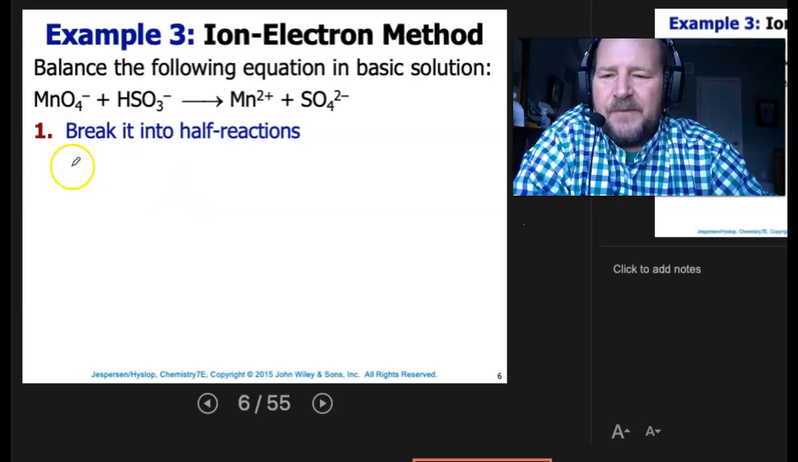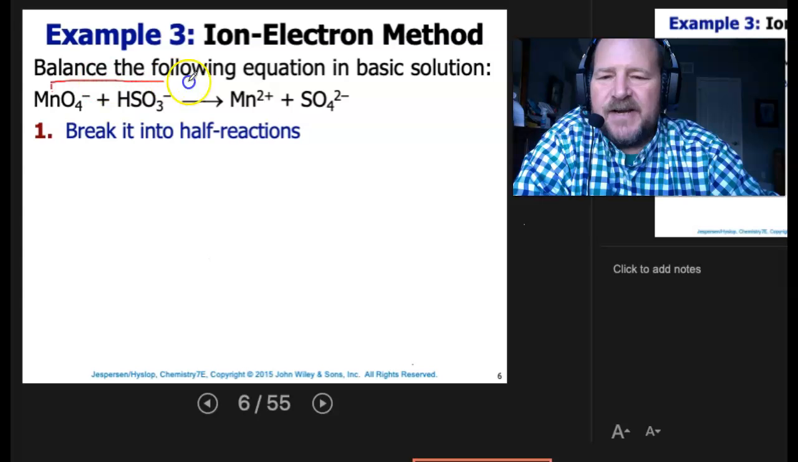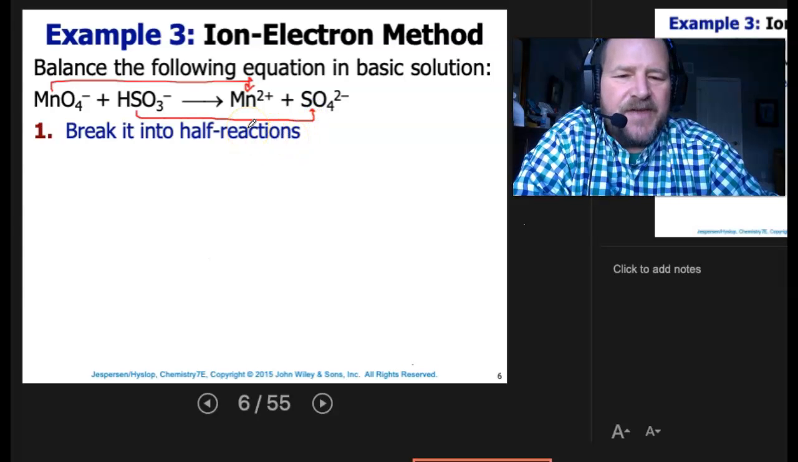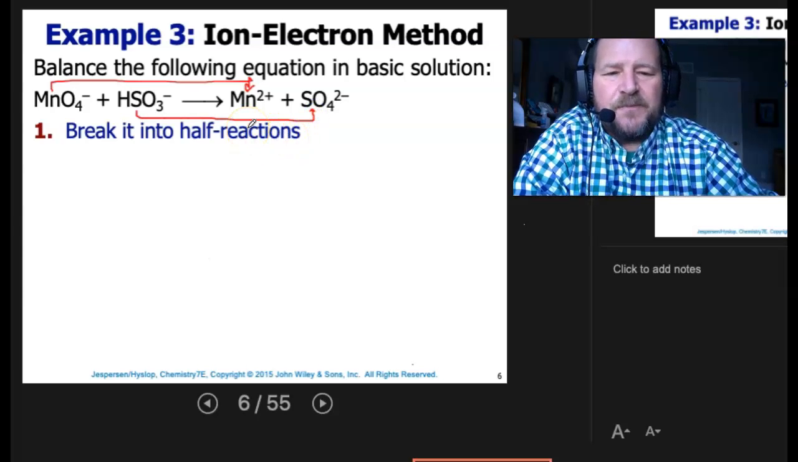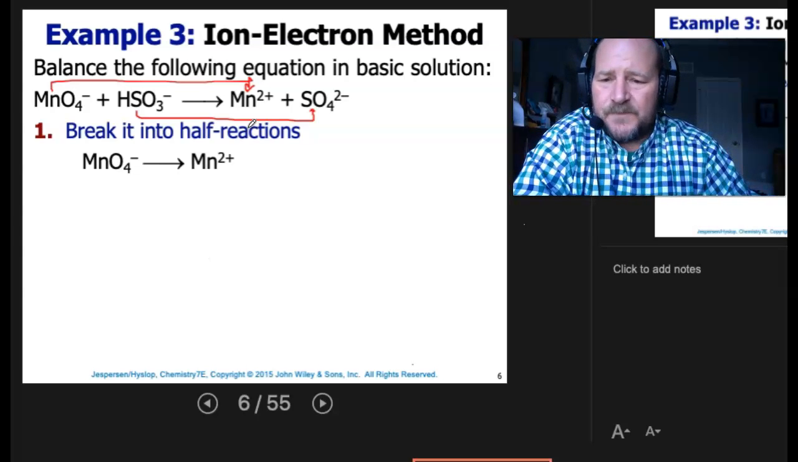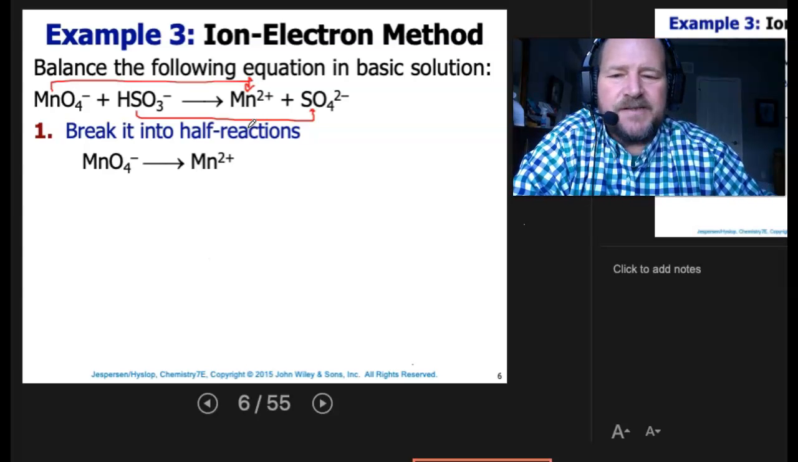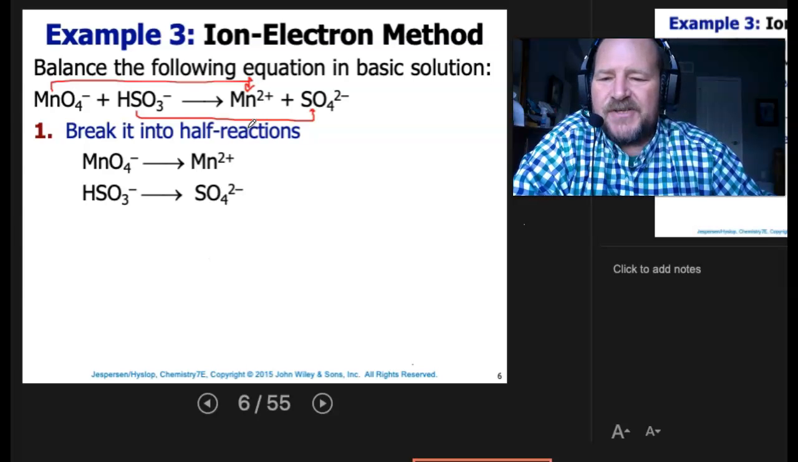A lot of times to do that, what I'm looking for are common elements. Remember, we're going to be adding oxygen and hydrogen. So typically I try to focus on things that are not oxygen or hydrogen. So like manganese, I know has to go to manganese, right? And sulfur, I know has to go to sulfur. And the oxygen and the hydrogen, I'll figure that all out later as I go, right? So that helps to break it down, make it a little more simple, take away some of that overwhelming feeling from it. So in our first half, we're going to have MnO4 minus going to Mn2 plus. And in that second half, we'll have that HSO3 minus going to the SO4 2 minus.